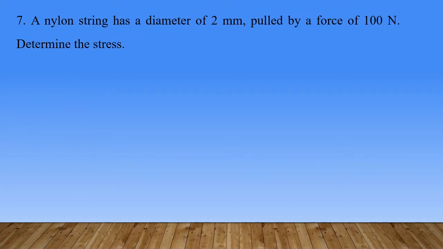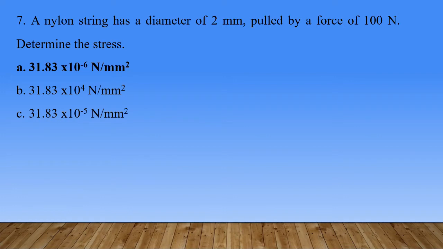Question number 7, a nylon string has a diameter of 2 mm pulled by a force of 100 Newton. Determine the stress. Option A, 31.83 into 10 to the power minus 6 Newton per mm square. Option B, 31.83 into 10 to the power 4 Newton per mm square. Option C, 31.83 into 10 to the power minus 5 Newton per mm square. Option D, 31.83 into 10 to the power 3 Newton per mm square. So the correct answer is option A, that is 31.83 into 10 to the power minus 6 Newton per mm square.